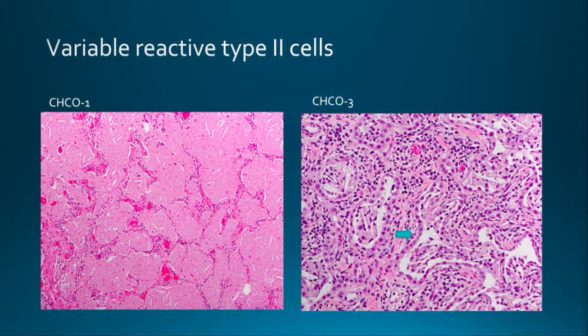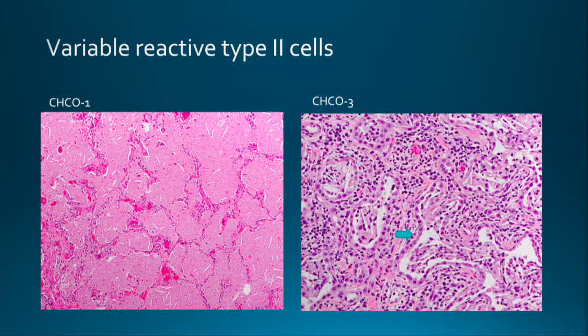And so Chris talked a little bit about what GM-CSF receptor deficiency looks like, but here on the left side, I think if you got this slide blinded, you wouldn't be able to distinguish this from a GM-CSF receptor deficiency. It's quite prominent. So this particular patient, I believe, died, but had almost no reactive type 2 cells.